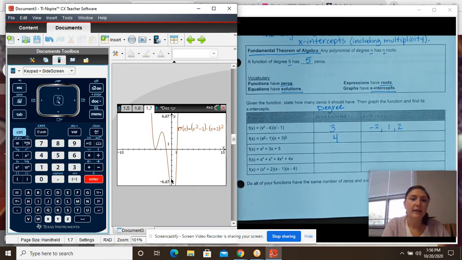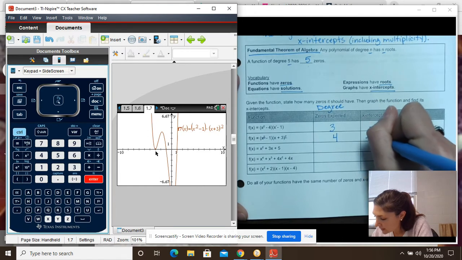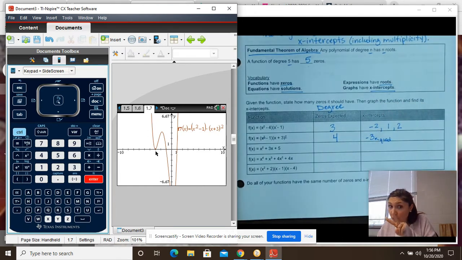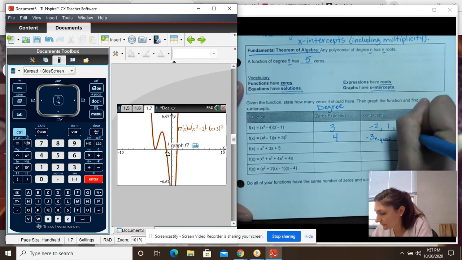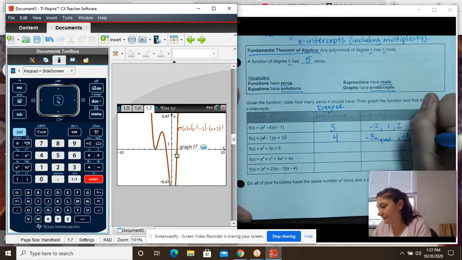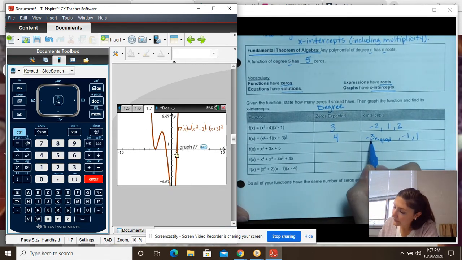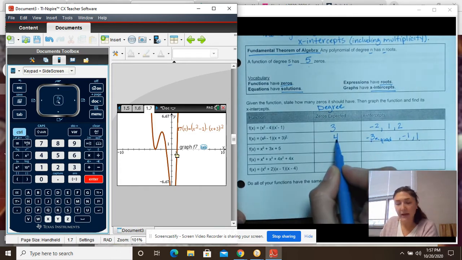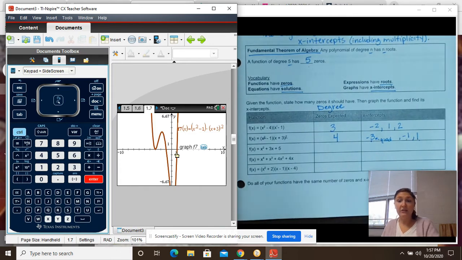Okay, here we go. I've got an x-intercept at -3, but it's got that quadratic behavior, so it counts for 2. And then -1 and +1. So 1, 2, 3, 4. My number of x-intercepts matches my degree, matches the number of zeros I expect.